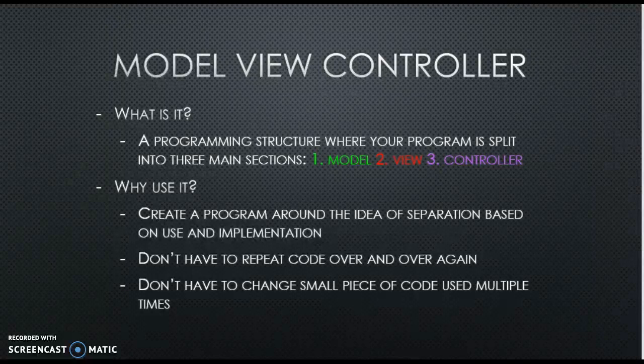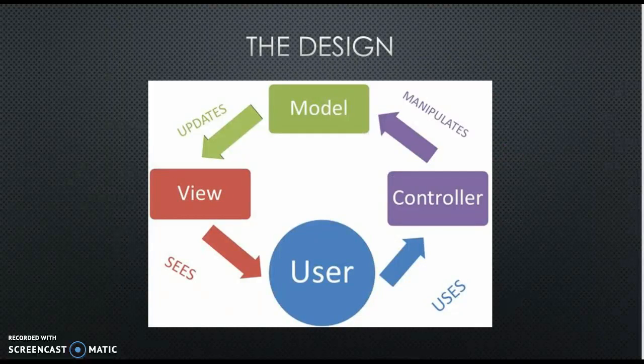The idea is that when you want to implement a feature or change a feature, you shouldn't have to look through several parts of your code, just a small section, by separating into these three. This diagram explains pretty simply the relationship between the three and the user. You can see that the model really doesn't interact with the user, which should make sense. We don't want the user to change our database, for example.